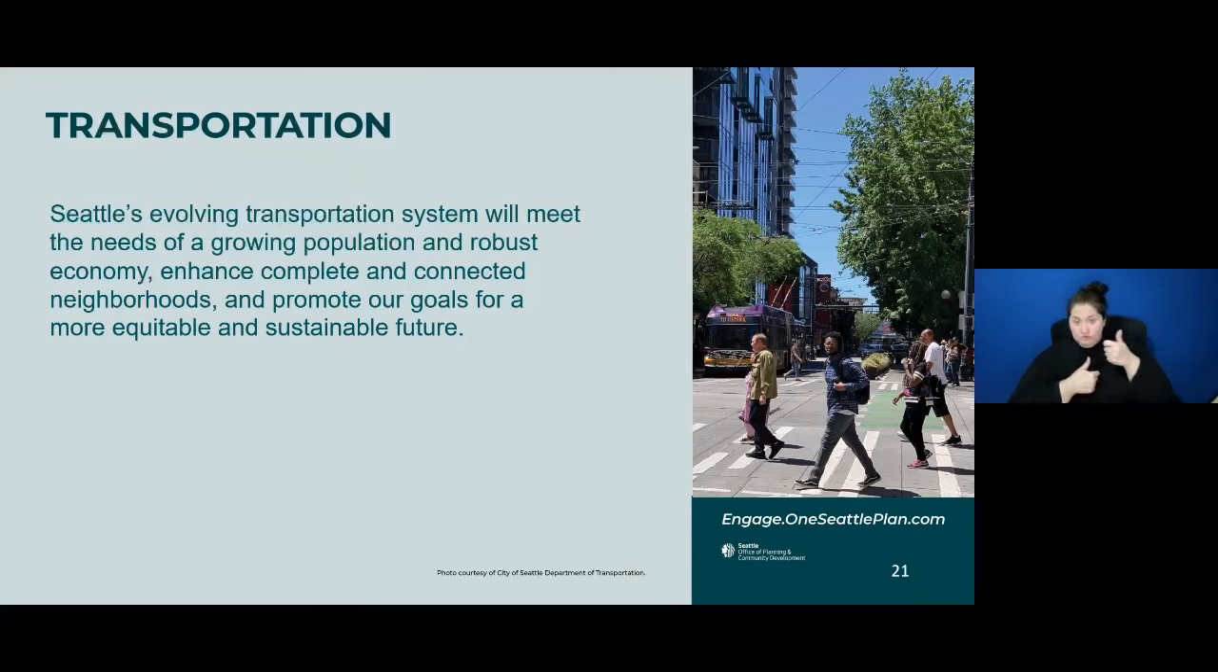People care a lot about transportation, and in fact, the Seattle Department of Transportation just developed a brand new transportation plan called the Seattle Transportation Plan. So both that plan and our element of the plan set a goal for our transportation system that as we grow, it's meeting the needs of growth, supporting our economy and jobs, helping to make great urban places that are connected and complete, and promoting goals around equity and sustainability, especially climate.